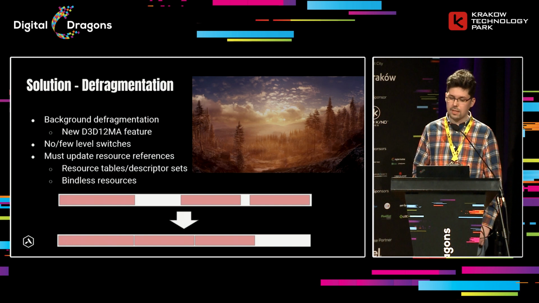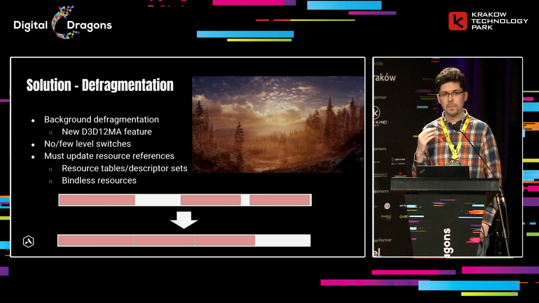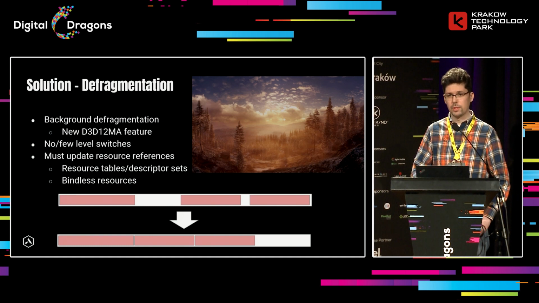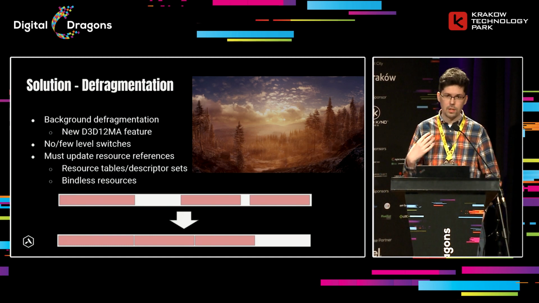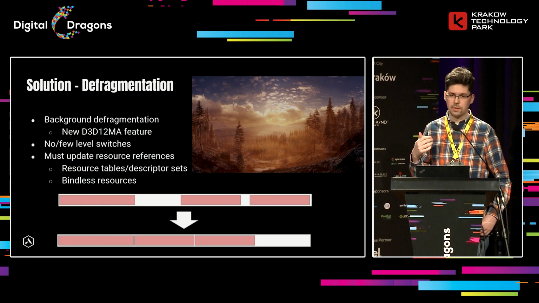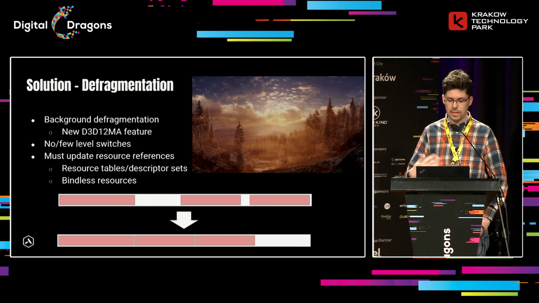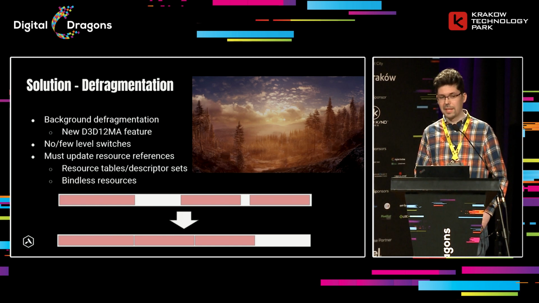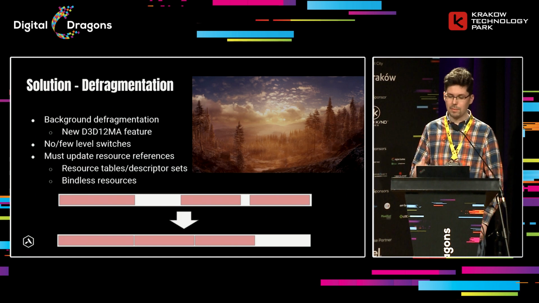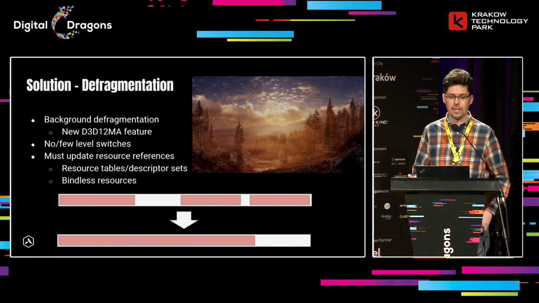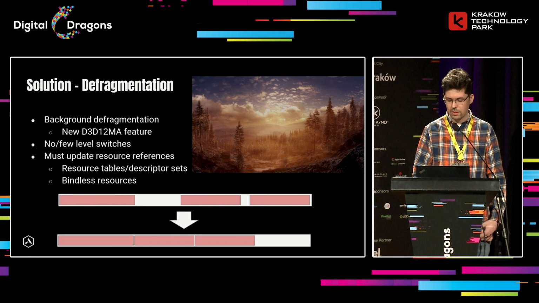It's quite tricky to get this to work well, though. You have to update every single resource reference, every single reference you have to that resource when you've moved it. And this can include stuff like resource tables and descriptor sets, but it can also include bindless resources if you are using them in that sense, in which case you just have pointers. And it's really, really bad if you get some of this wrong. Your game is obviously going to crash if you try to dereference a pointer on the GPU that doesn't actually point to anything. So you're basically just going to get a GPU crash if you mess this up.